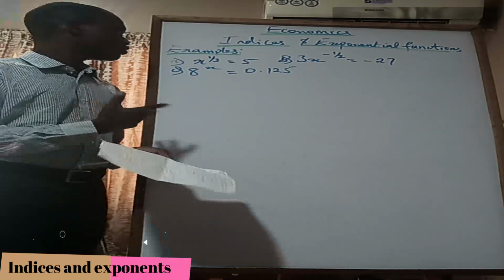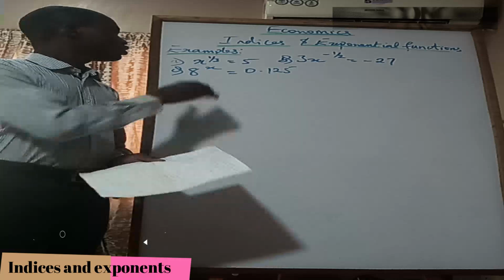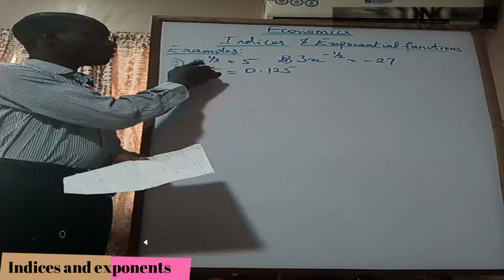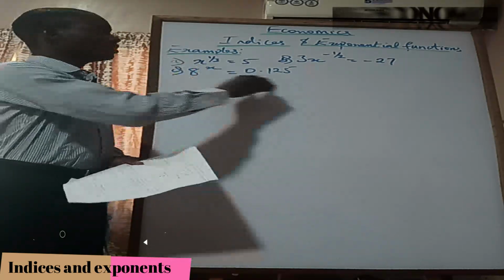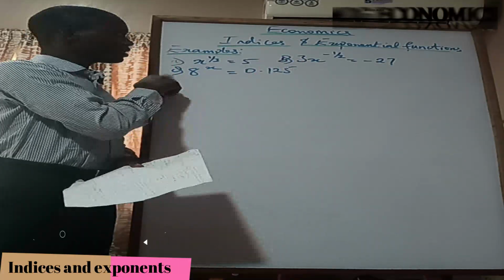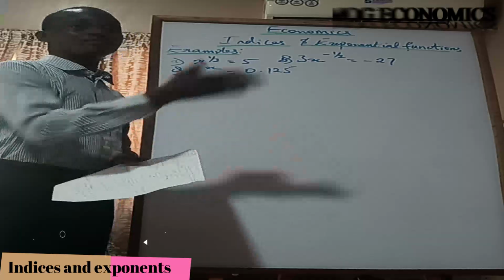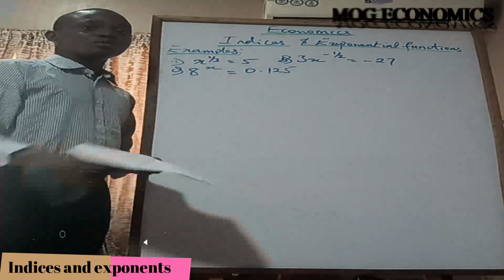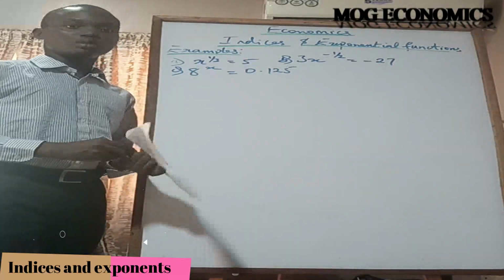So I've written a different form. In the first one here, our unknown is a base, which is x. In this other part, our unknown is also a base. And in this third part, our unknown is the exponent. So this is like three different versions of how a question can be asked, and it is still indices.